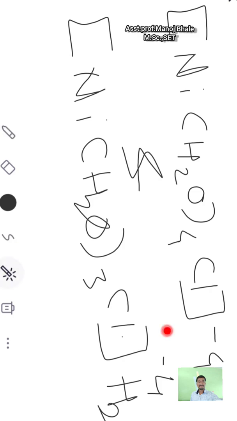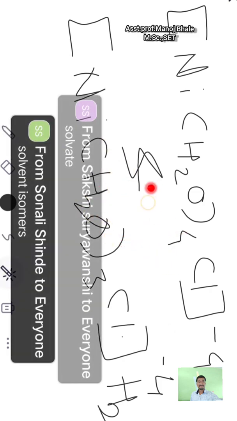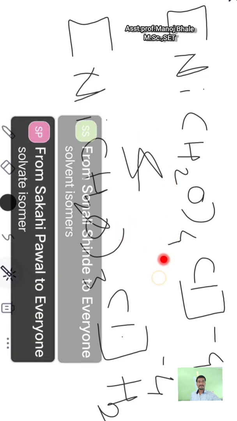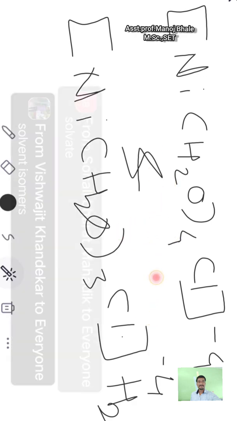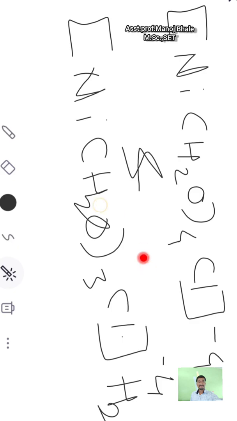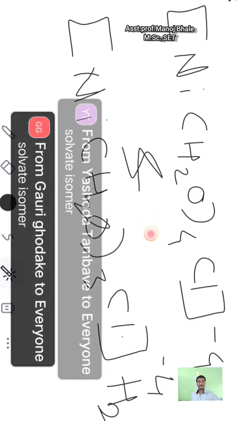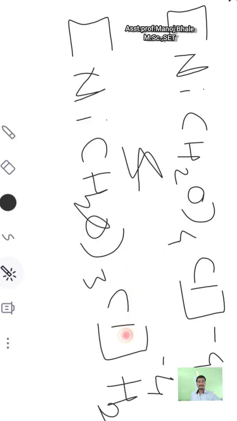This is the example of the solvent isomer. Why solvent isomer? Because if we compare both of these examples, there are 4 water molecules present in the square bracket of the first example, while in the second example, one water molecule is outside of the square bracket. So that means this is the example of the solvent isomer. Solvent isomer is also having another name, that is the hydrate isomer. Okay, next example.